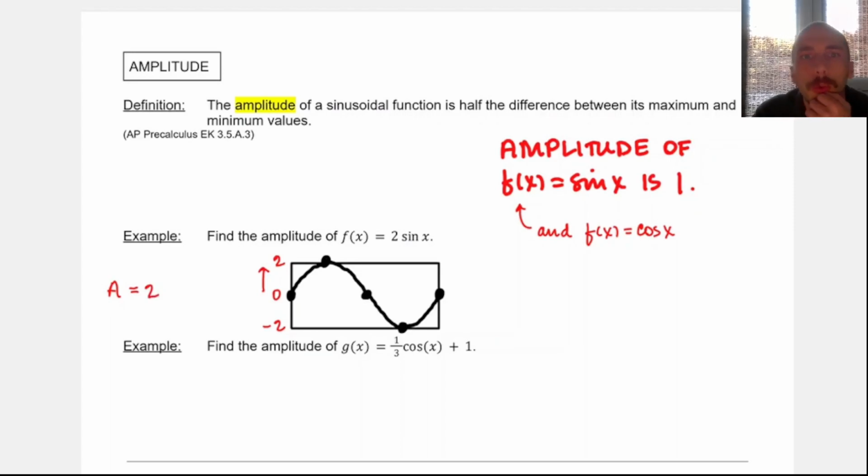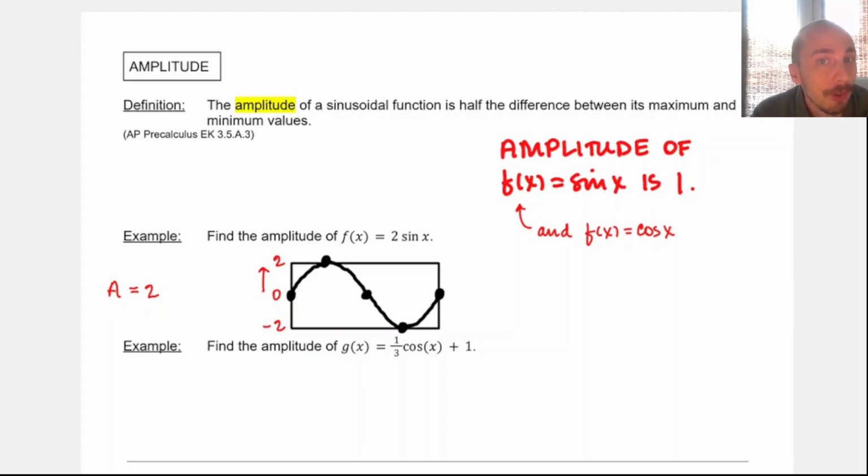You saw earlier when we talked about the graph of a times f of b times x minus c plus d, all those a, b, c, and d numbers, I'm going to try to use the same kind of colors and terminology here. So the amplitude was 2 for 2 sine x. Now find the amplitude of g of x equals 1/3 of the cosine of x plus 1.